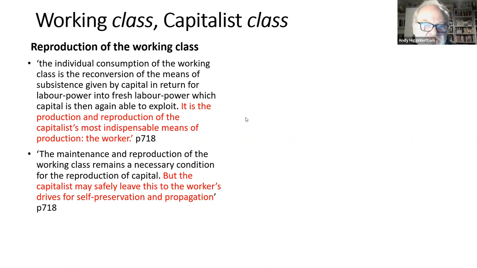The working class and the capitalist class are both being reproduced by this process, okay? And so the working class needs to be maintained for this relationship to go forward. So Marx is emphasizing the indispensability of the working class to the capitalist class, okay? But at the same time, Marx makes this comment here. He says the capitalist may safely leave the reproduction of the working class to the self-preservation of workers themselves.